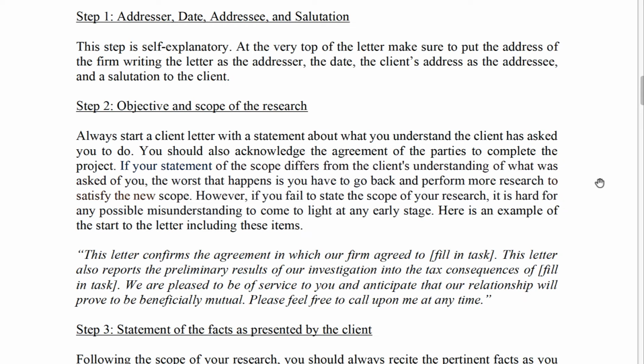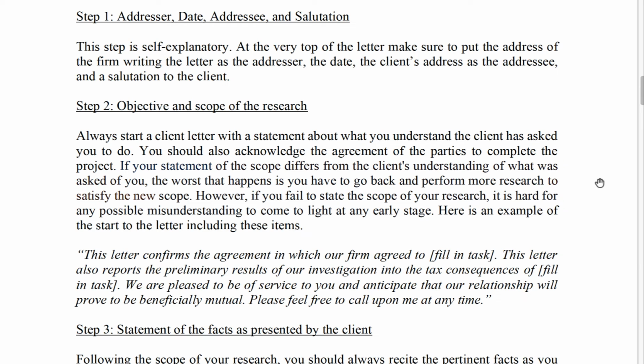So you want to obviously put some, we'll call it fluff, even though it's important because it is public relations, client management. You want to please the client, so they get a tone like, listen, I have to put this in here for legal purposes, but at the same time, please feel free to contact me anytime, whatever I can do to help you, that type of language. So step 2 is the objective and the scope of research.